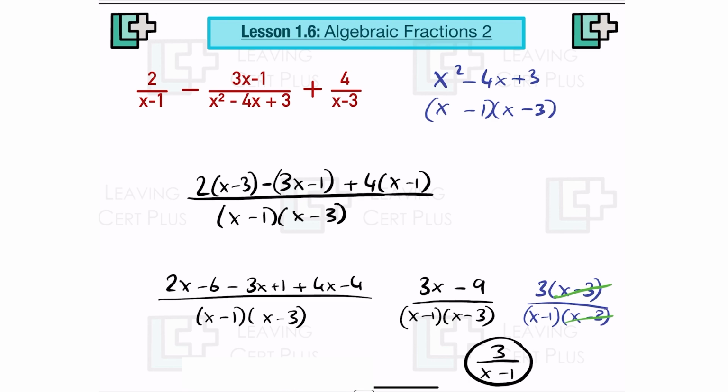So looking back on the steps we did, we factorized the quadratic and we noticed that they fit the outside factors. So therefore that decided for us our common denominator, and then the key thing was do the same thing to the top as you did to the bottom.